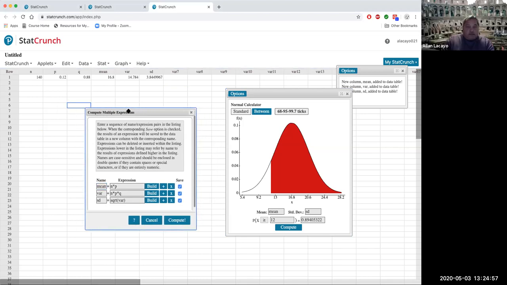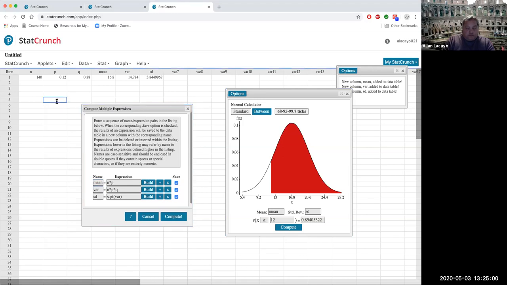So I did two command sequences. The first command sequence is called data, compute, multiple expressions. And that's this box here with these three calculations. And the goal here is to get the mean and to get the standard deviation that I use in the normal model in step two. So that's step one.